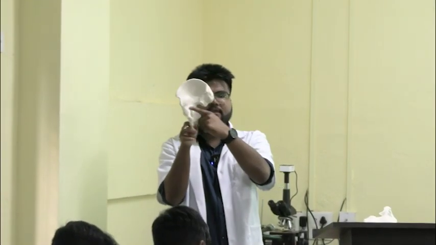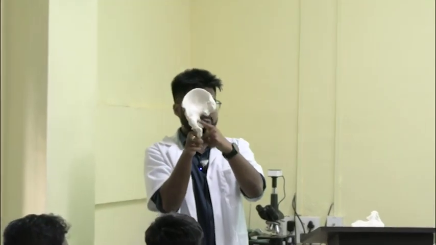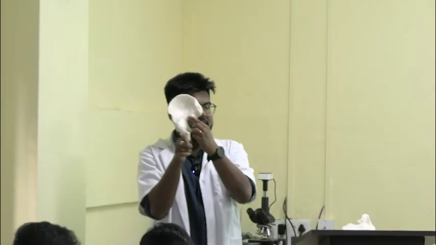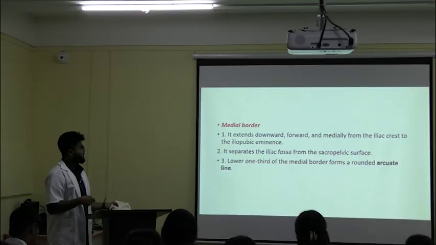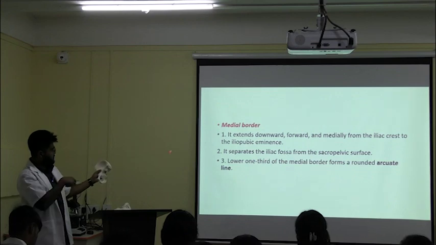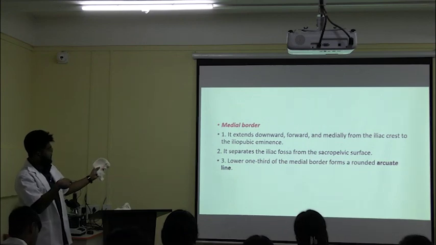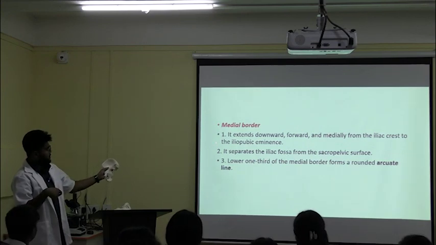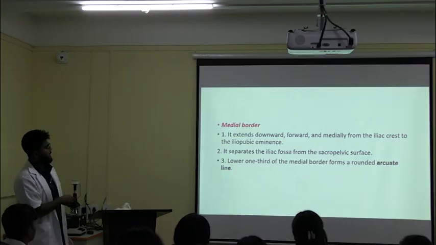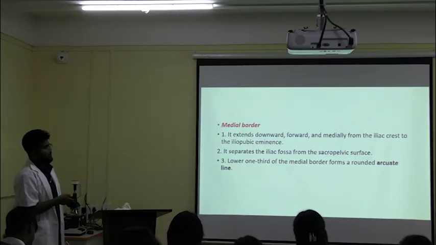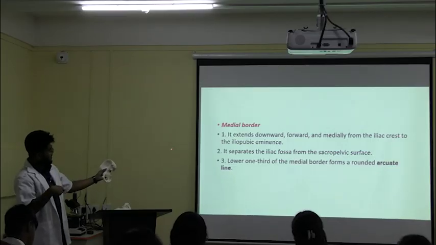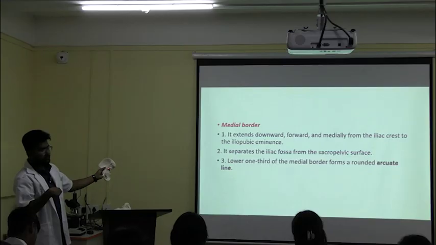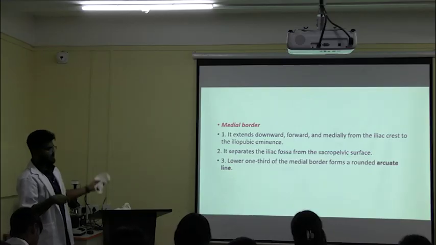And here another structure is present. This line is called the arcuate line. It is present at the lower one third of the medial border. This part is called the iliopubic eminence. So you can see here, it extends downward, forward and medially from the iliac crest to the iliopubic eminence. This is the iliac crest. So this is the medial border.